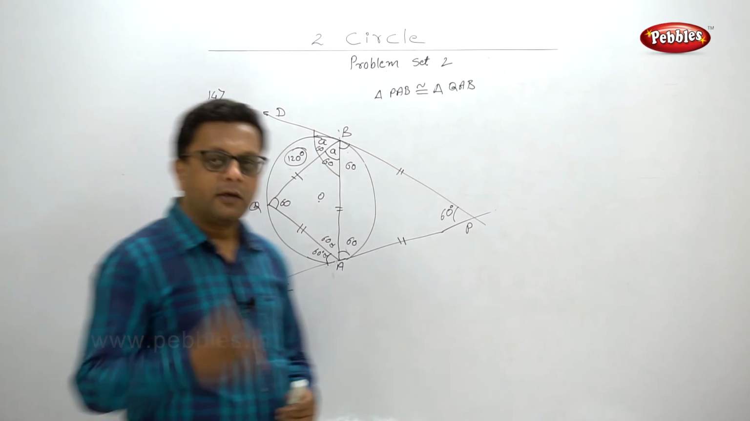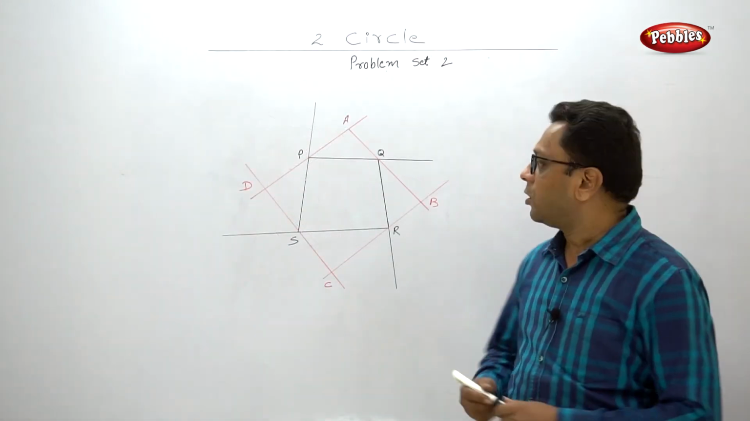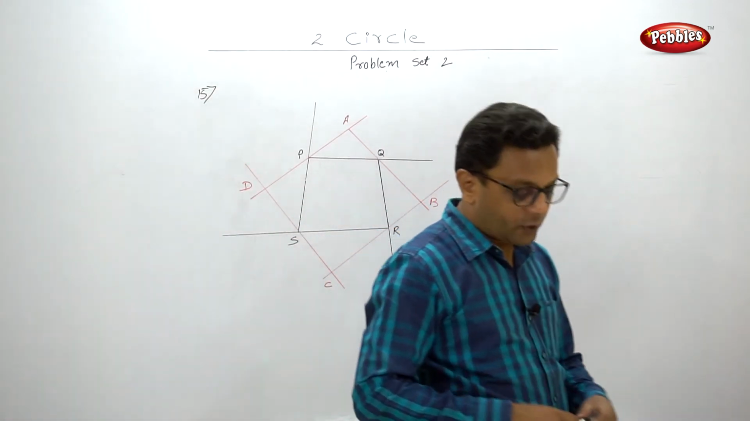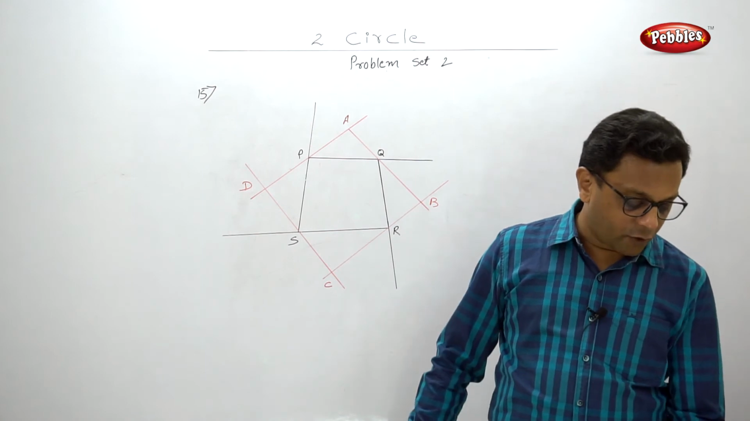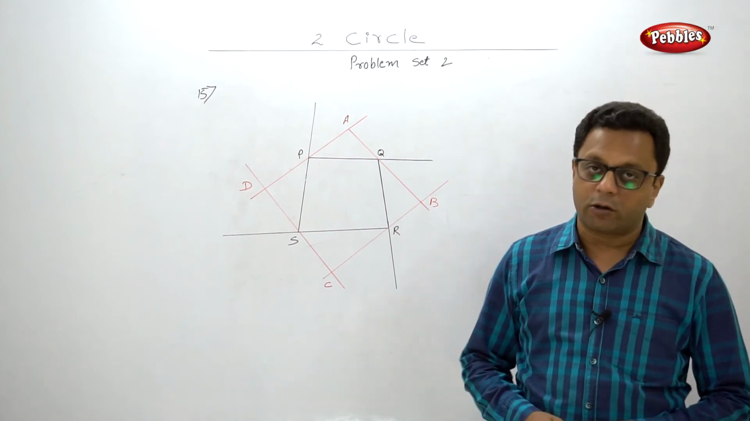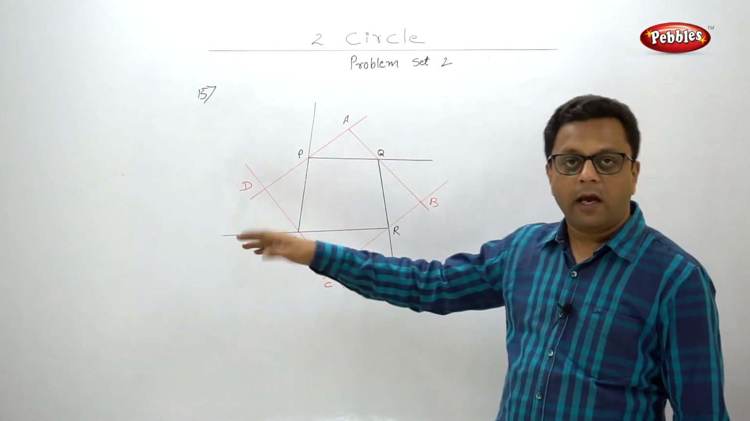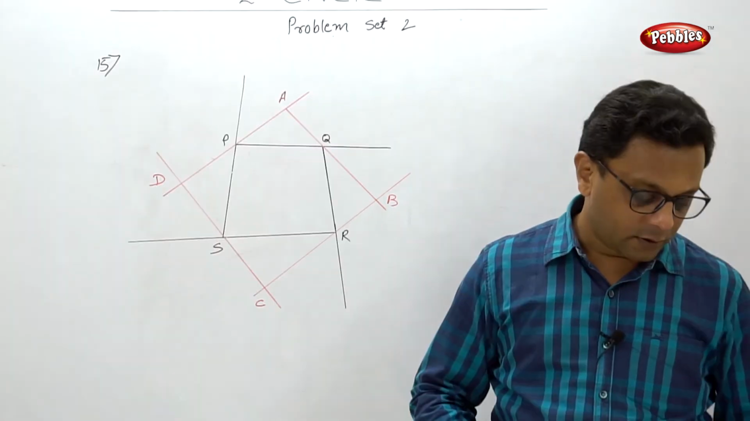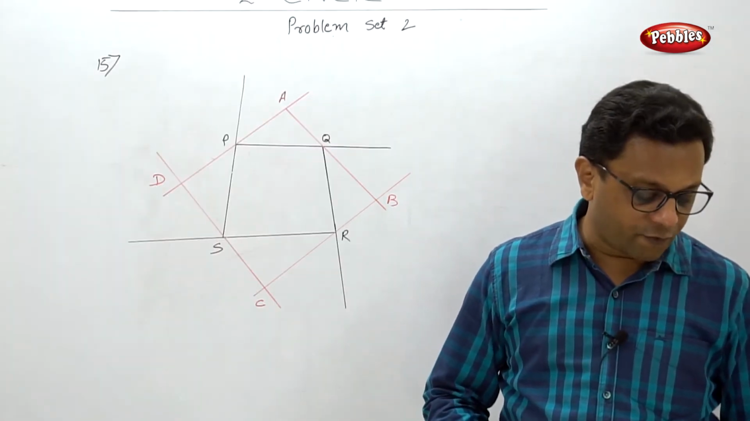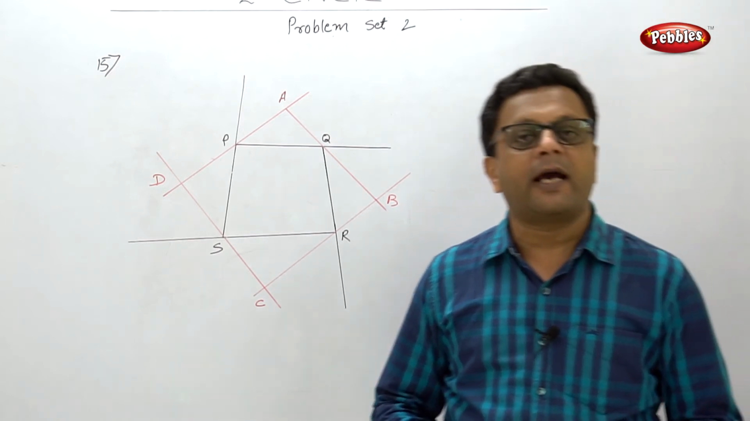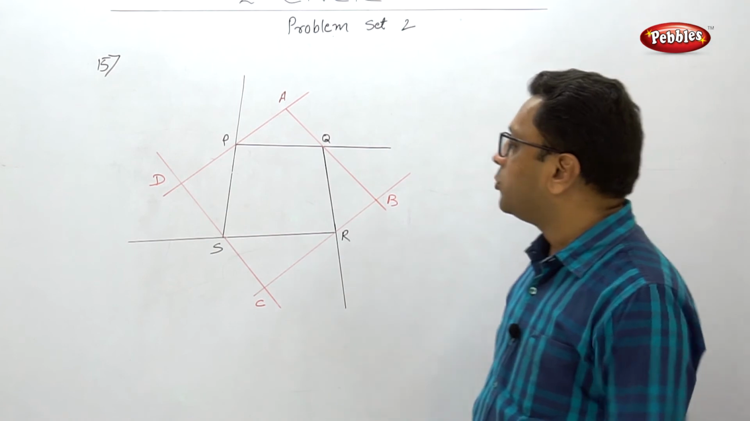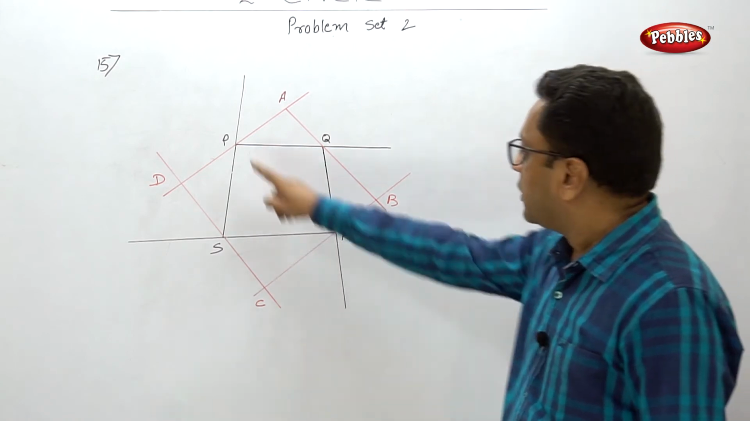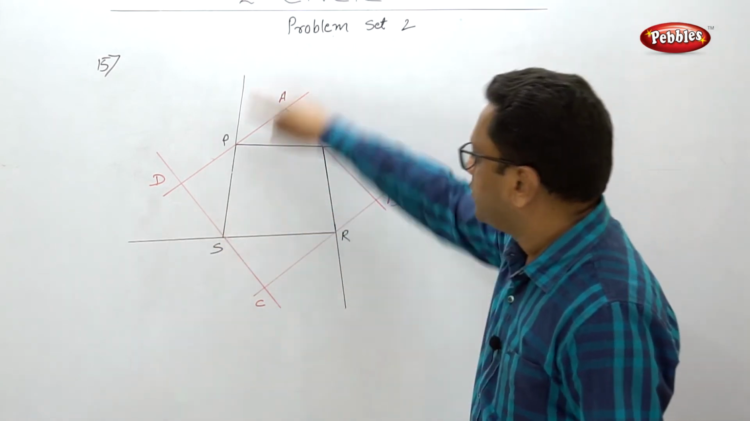Simple example. Let us go to next example. Let us solve example number 15 of problem set 2. If all the sides of a quadrilateral are produced in the same order, that means either clockwise or anti-clockwise. Now PQRS is a quadrilateral. They say show that the quadrilateral formed by the bisectors of the exterior angles is cyclic. That means we have to prove that. Now let us see the figure again. PQRS is a quadrilateral. I have extended these sides. Okay.